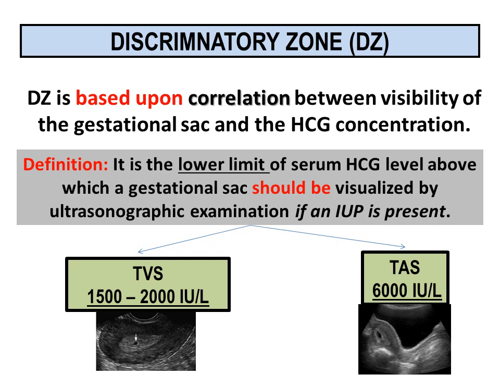So the discriminatory zone or level is the lower limit of serum beta HCG level above which a gestational sac should be visualized by ultrasonographic examination if the pregnancy is intact intrauterine. And this level, if you are seeing the case by transvaginal sonography, should be 1,500 to 2,000 international units per liter, or 6,000 international units per liter if you are doing transabdominal sonography.